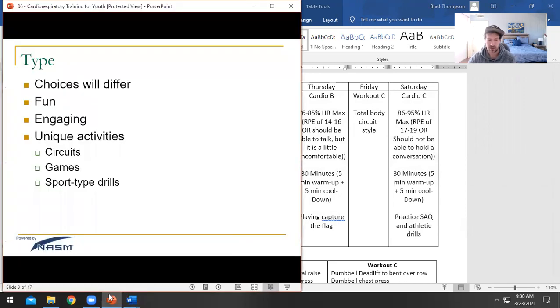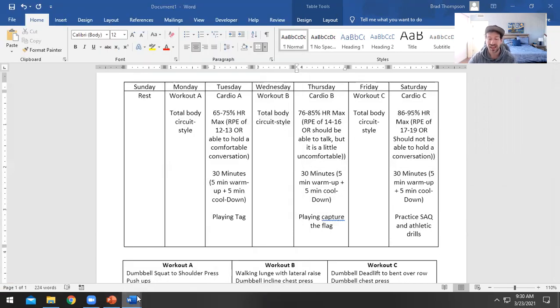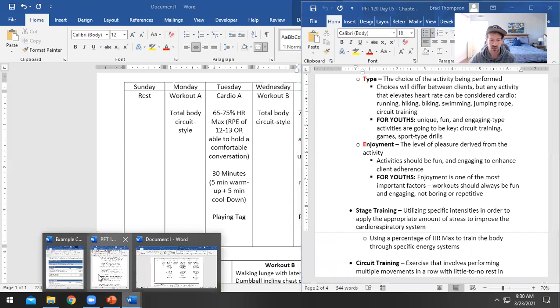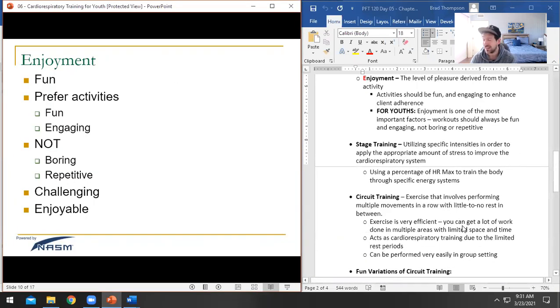So there's our type, right? And type is going to have a really big implication for our last thing that we're looking at in the FIT principles, which is the enjoyment factor. Honestly, enjoyment is important for literally every client you're training. But this is the level of pleasure derived from the specific activity that you are engaging in, right? Your activities with your youth should be fun. They should be engaging. They should enhance your client's adherence, right? It should be something that your client looks forward to doing every single time. They should be stoked, right? Do not pick boring, repetitive stuff.